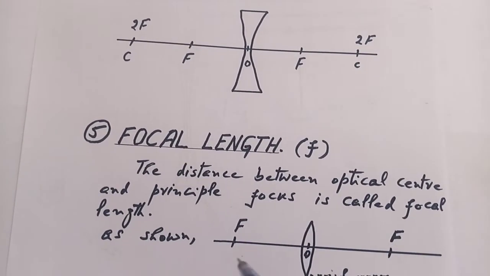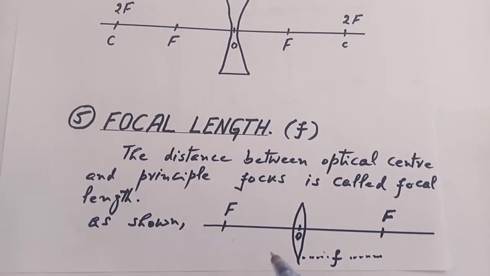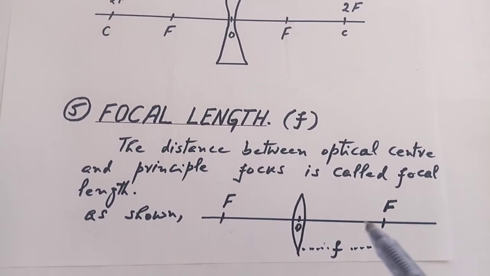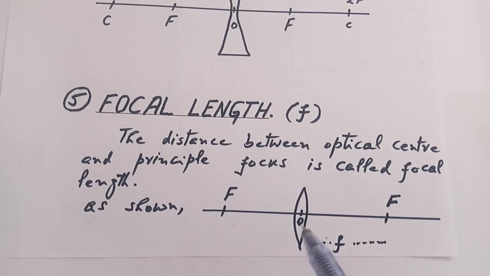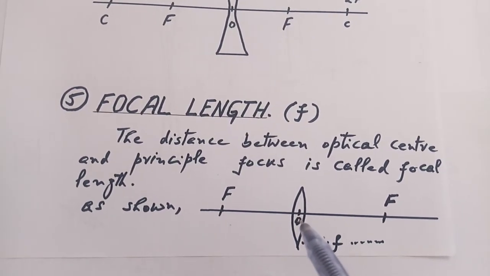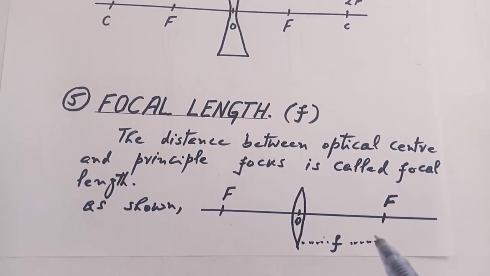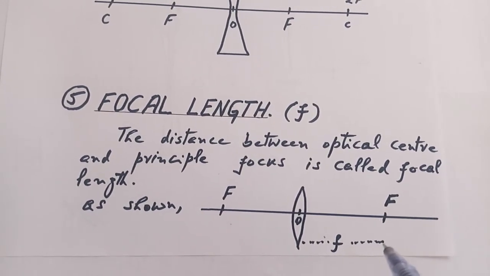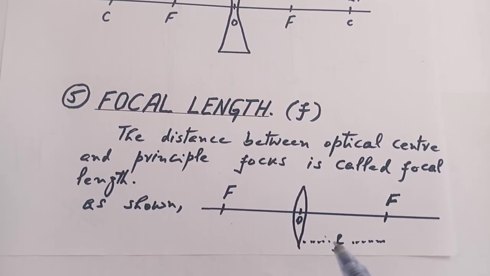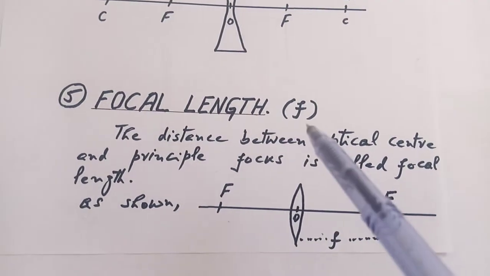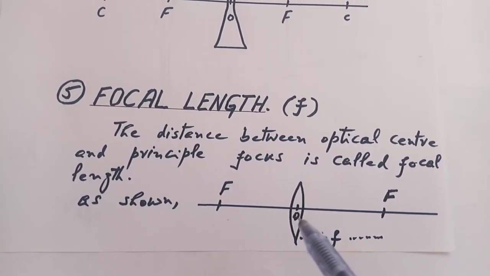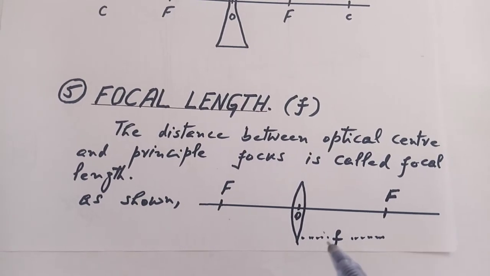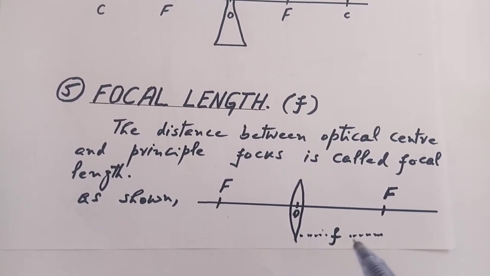Next point is focal length. The distance between optical center and principal focus is called focal length. This point O is optical center and F is focus. So the distance between these two points is called focal length, and focal length is denoted by small f. So what is focal length? The distance between optical center and principal focus. So f is the focal length.